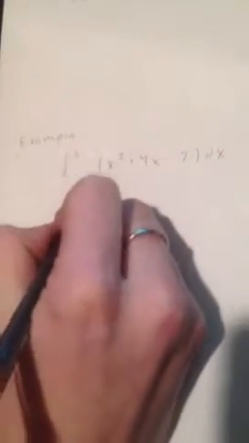We will start out by taking the antiderivative of each of the terms, giving us 1/3 x cubed plus 2x squared minus 7x. And then next we want to find F(b) and F(a). To do this, we will plug in 1 for a and 3 for b.